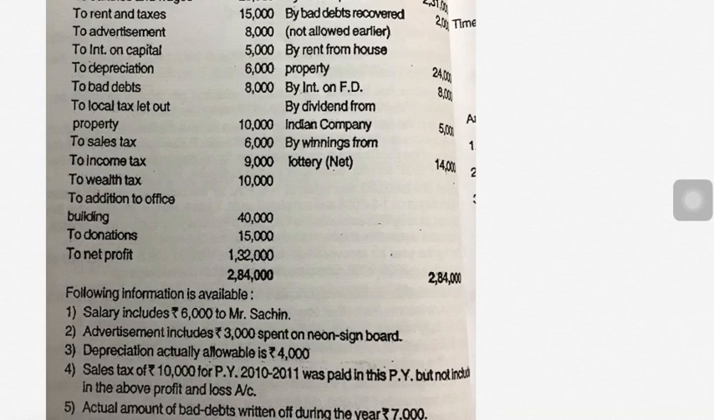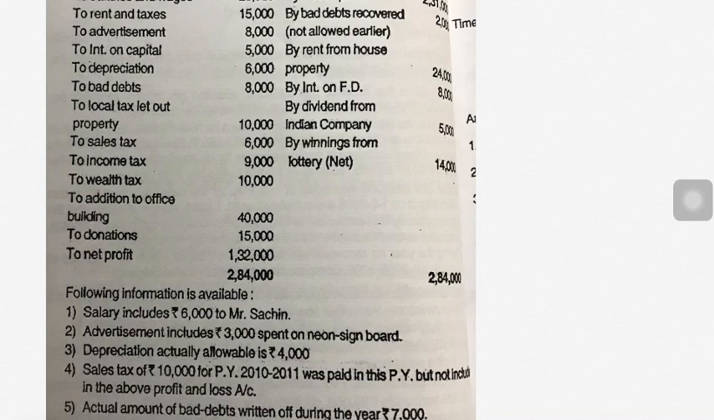Next, to income tax, and next one is to wealth tax. Both are application of income. Wealth tax is scrapped, it is not there anymore. Still, income tax and wealth tax both are application of income, so you will add back, it is not an expense. So 9000 and 10,000 you will add back because you want to remove the effect.